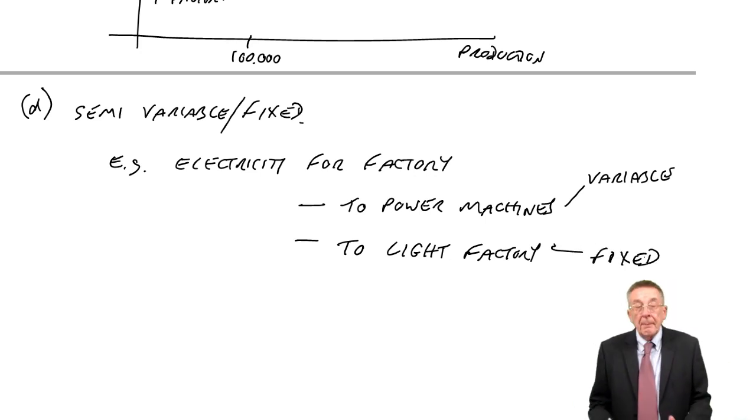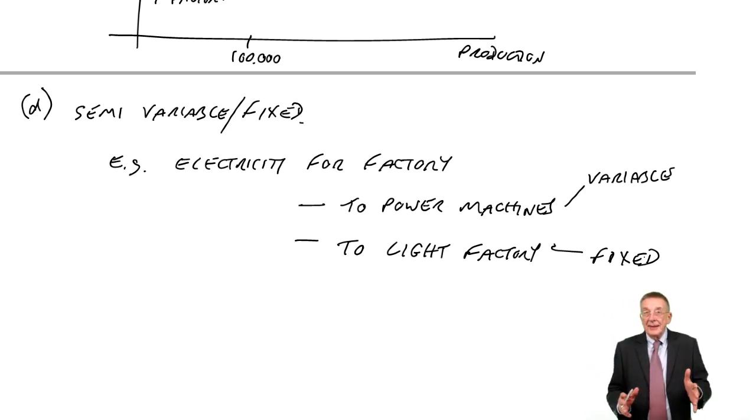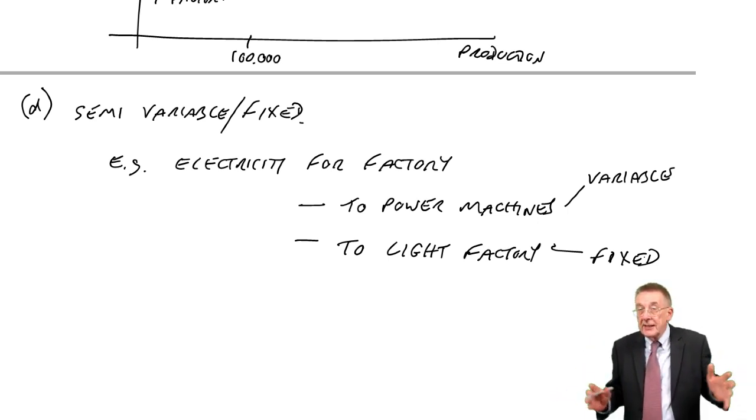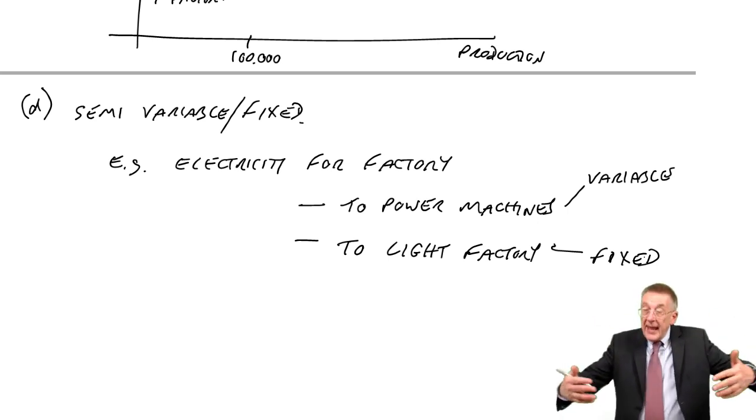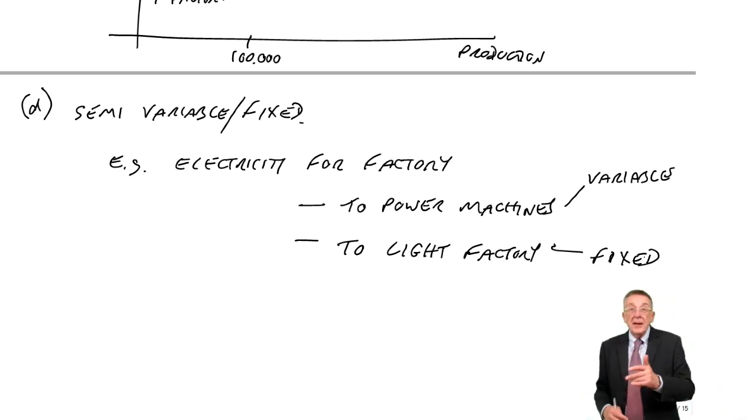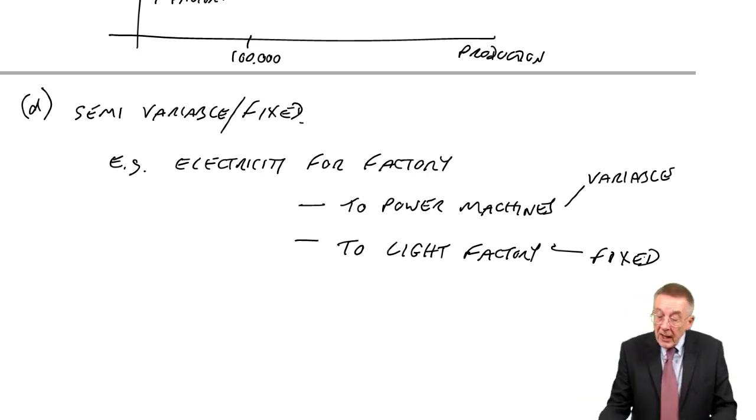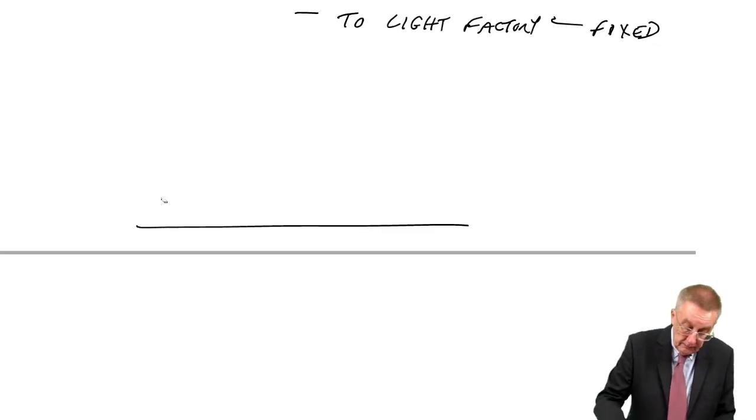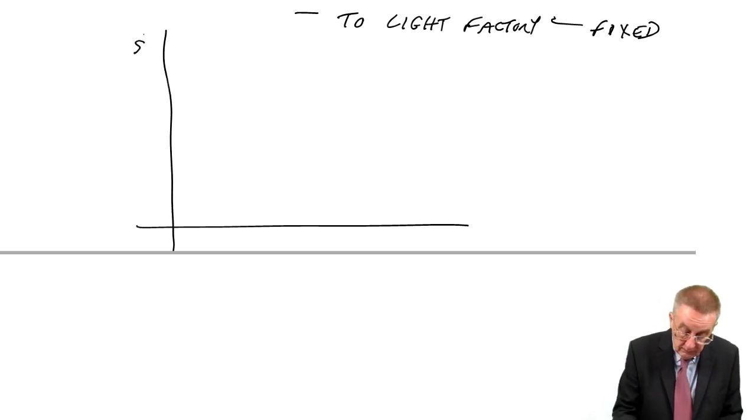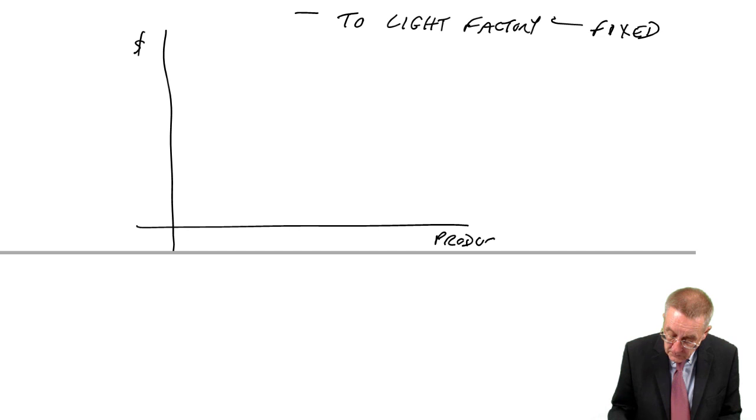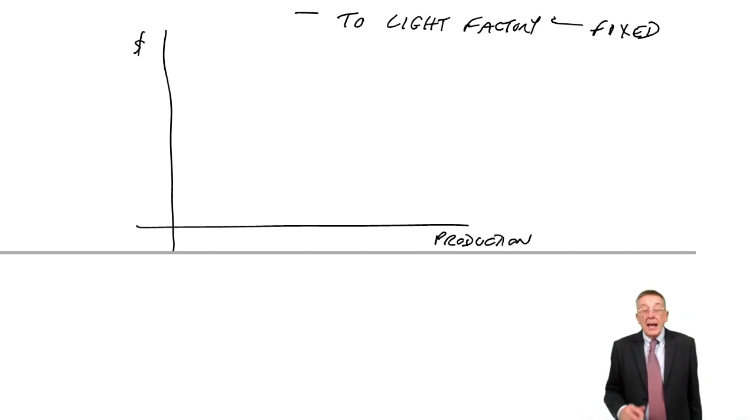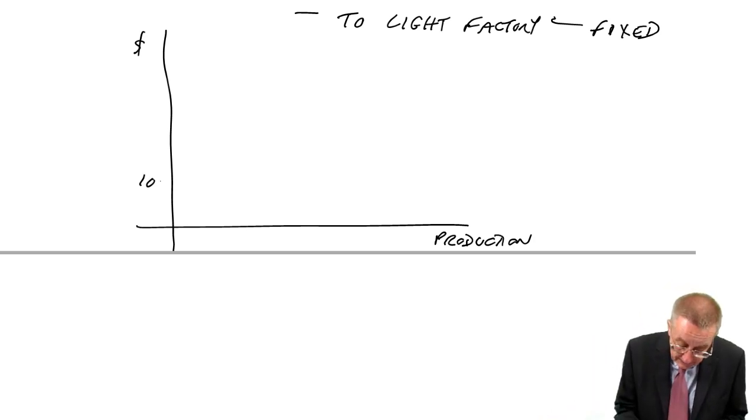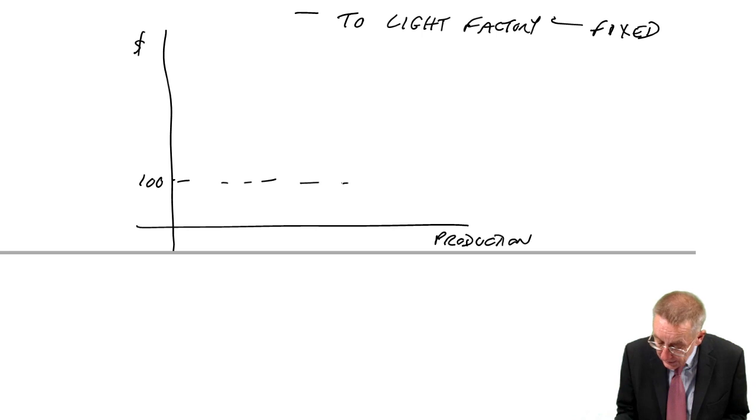But I only get 1 bill. But part of it, perhaps $100 a month, is a fixed cost because it's light in the factory. The extra in the bill is a variable cost depending on how many are produced. And what's the graph of that going to look like? As I said, maybe light in the factory is $100 a month and we'll pay that whatever happens. So that's a fixed cost.